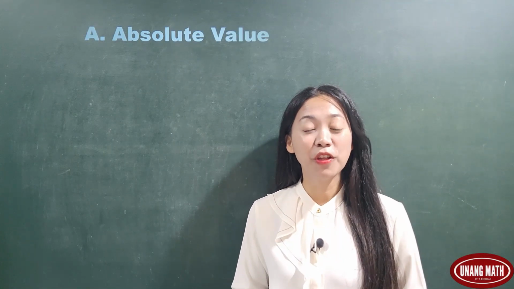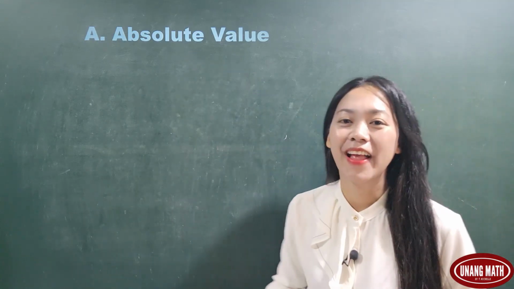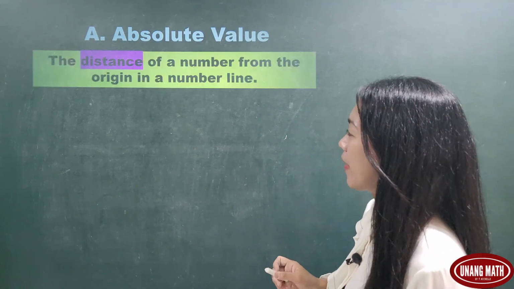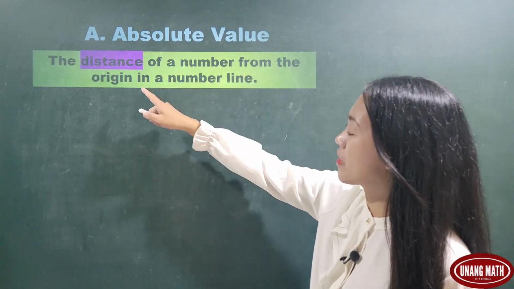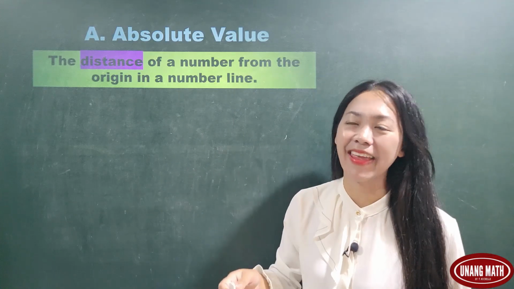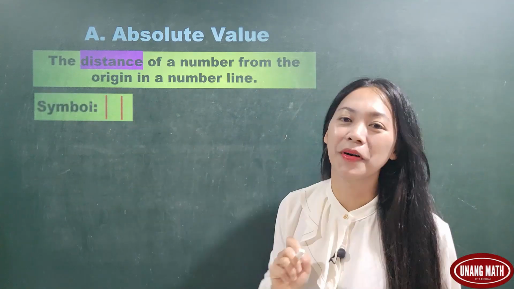This is the first part of this episode, and I will discuss absolute value. When we say absolute value, this is the distance of a number from the origin in a number line. The symbol for absolute value is this symbol.